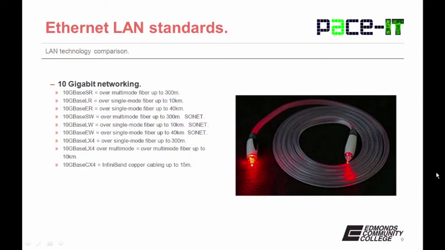Then we have an anomaly in the standard, and that's 10G base LX4. This can be either single mode fiber or multimode fiber, and the distance that it goes is dependent upon which type of cable you use. Single mode fiber goes up to 300 meters, and multimode fiber goes up to 10 kilometers. And finally, we have 10G base CX4. This is InfiniBand copper cabling, and it can go up to 15 meters. It's usually used within the LAN to connect high-speed, high-bandwidth switches and routers.